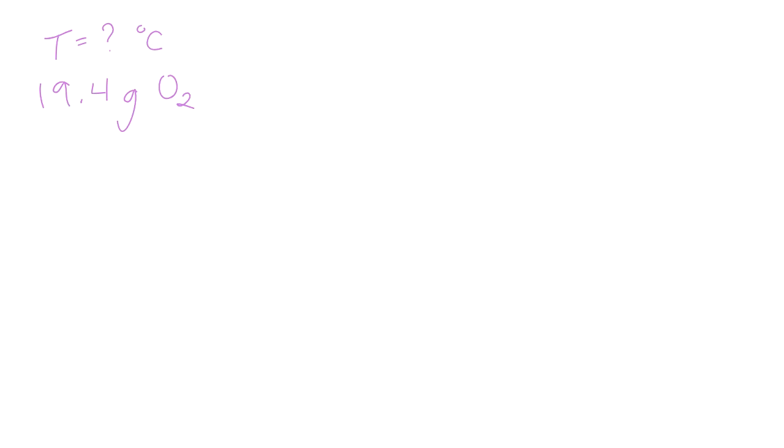Then we have the fact that our pressure is 1820 millimeters of mercury, and our volume is 5.12 liters. All right, so we need to double check, are we in the correct units of things? As of right now, I only see one thing that's in the correct unit, and that's our volume. Volume is already in liters, so that's good to go.